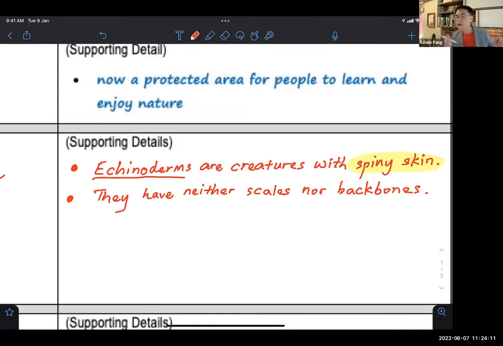Okay, without referring to the text, can you remember what animal has scales and backbones? Yes, Josiah, go.